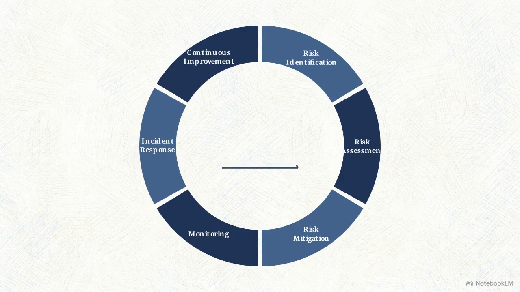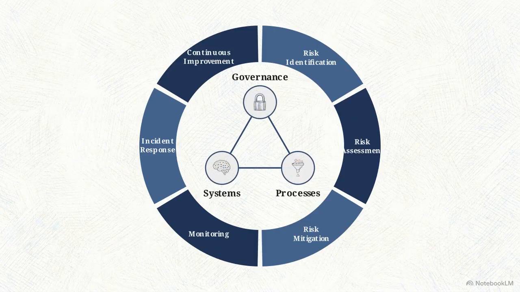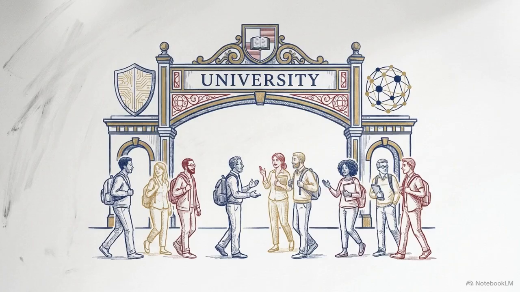The internal triangle of governance, processes, and systems operates within the 6-stage management framework. Tracing a single threat, an anomaly is detected by an automated system, routed through an incident response process, and managed under corporate governance. For the computing students at UUM, understanding this ecosystem is critical.